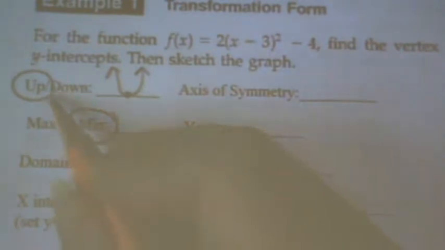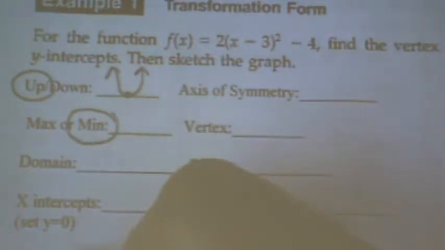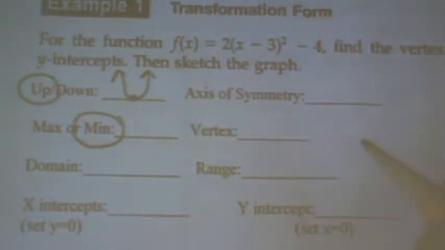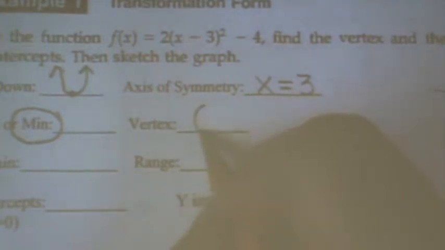A lot of people mess this up. If it's up, it's a min. If it's down, it's a max. Does everyone understand that? Okay, so we got two things. Anyone else want to help me out here? Axis of symmetry, what is it? Don't just say 3. Good, x equals 3. What's the vertex?